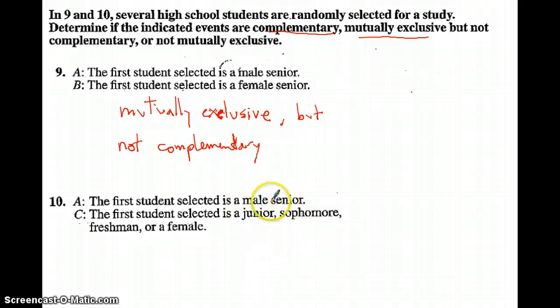Junior, okay, if we think about the male seniors, who else is there other than male seniors? If it's male senior, does this include everybody that's not a male senior? Well, it includes all the junior, sophomore, and freshman. That's good, and it includes all the female seniors too. So, yes, these things are mutually exclusive, and I think they are also complementary. There's no way both can happen at the same time, and if you don't get one of these, you're going to have to get one of these.